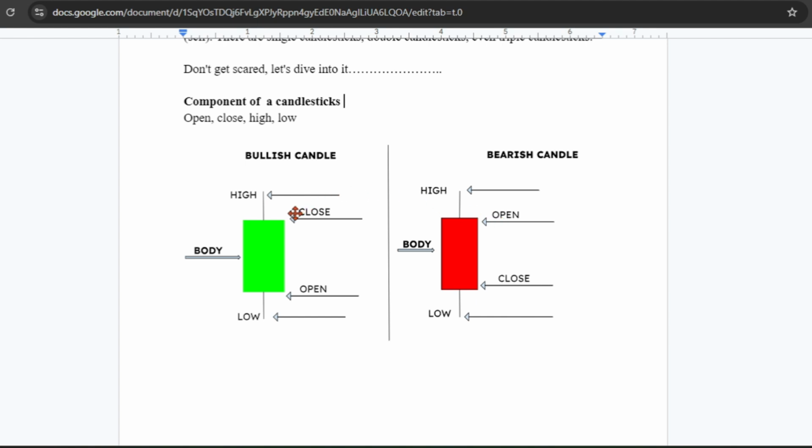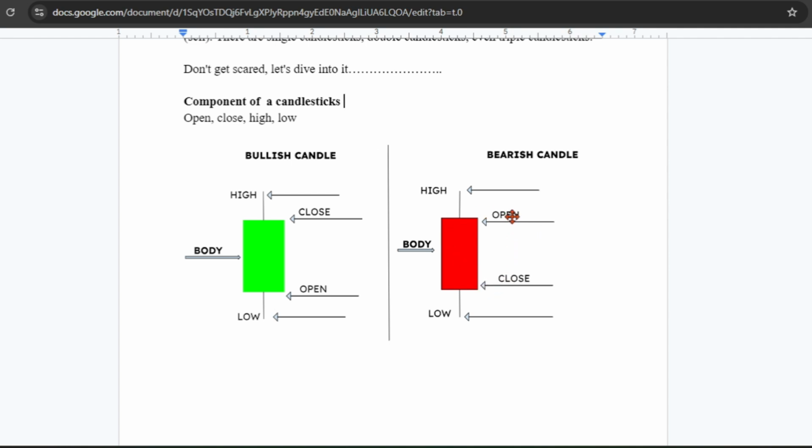The open of a bullish candlestick is from the bottom. Why? Because we actually want to push higher. The open of a bearish candlestick is at the top. Why? Because we want to push lower. So the only difference between the bullish and the bearish candlestick is their open and close. But the high and low are the same thing.